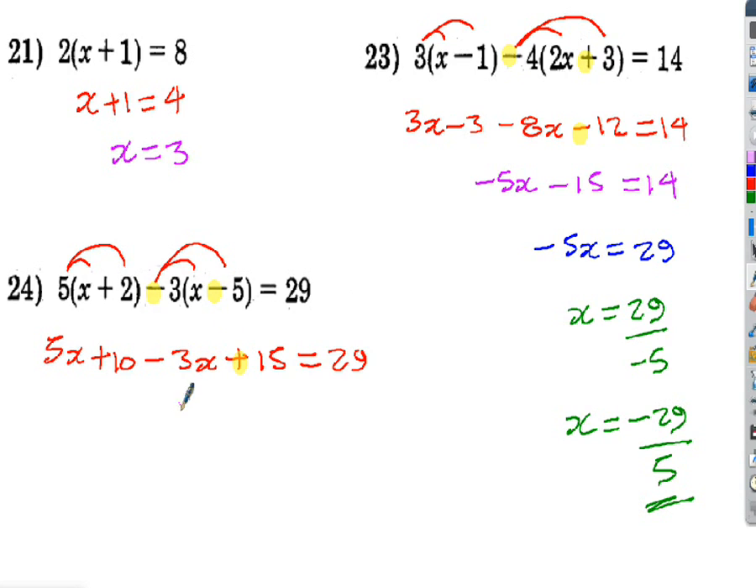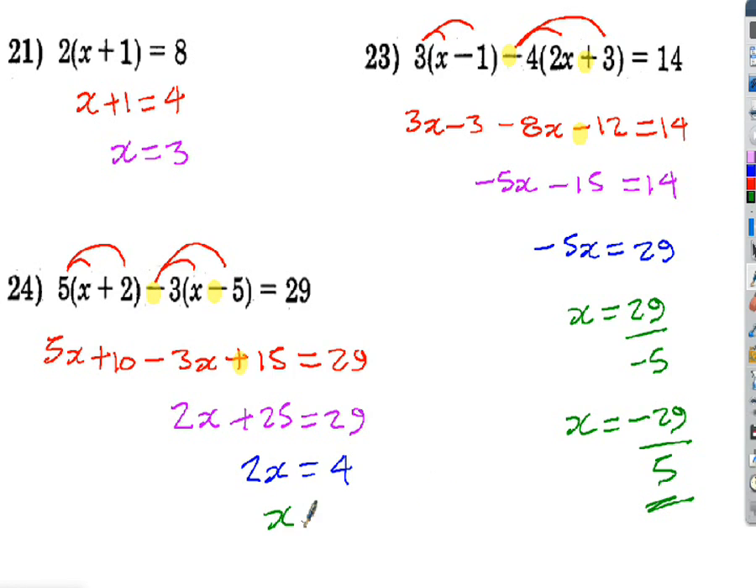Relating my like terms together on the left hand side, 5x minus 3x will be positive 2x, and positive 10 add my 15, that's positive 25. That's still equal to 29. Now subtracting 25 from both sides of the equation, 2x is equal to 4, 29 take away 25 is 4.